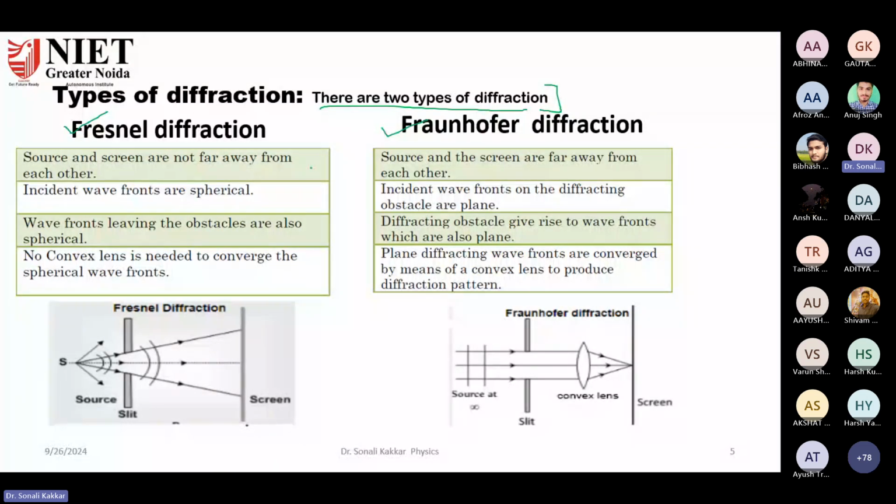So who will tell the difference between Fresnel and Fraunhofer diffraction? The first difference is that in the case of Fresnel diffraction, the source and screen are not far from each other. They are at some finite distance.